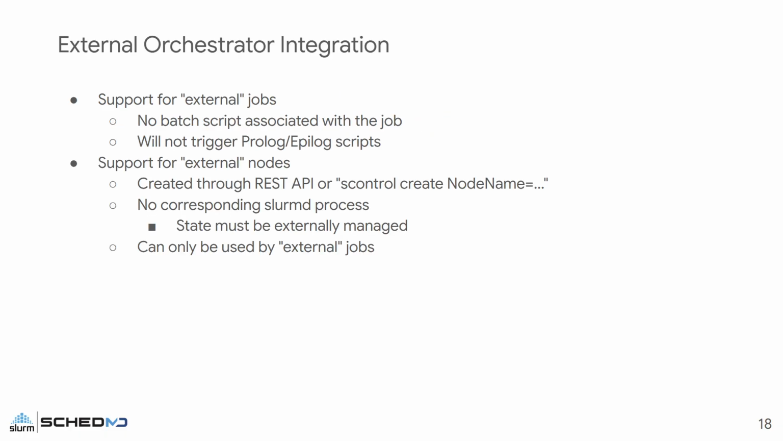Then, and this is principally for the Slinky project, but can potentially be used by other external job orchestration systems. It can be used actually fairly powerfully for simulating and building test frameworks around Slurm, is this idea of external jobs and external nodes. External jobs are special in that there's no batch script associated with them. They do not trigger prologue or epilogue scripts. They don't touch any of Slurm's resource management layer. They're really just a pure scheduling entity.